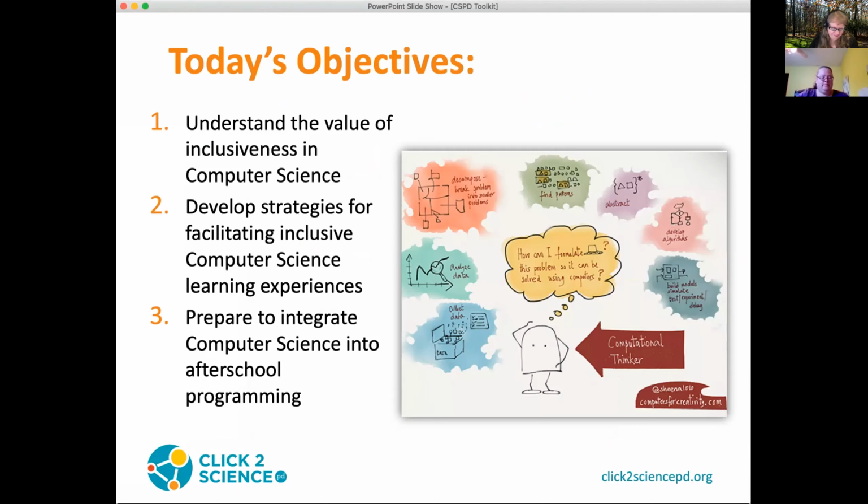We know that young people today need to understand computational thinking and computer science to thrive in this complex world. This workshop will help you develop your own skills in supporting their understanding of computer science. And these are the objectives we'll be fulfilling today.